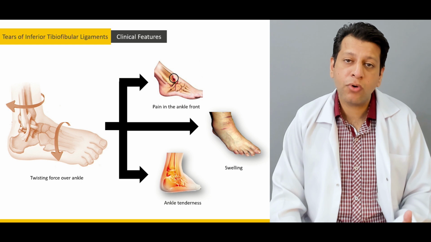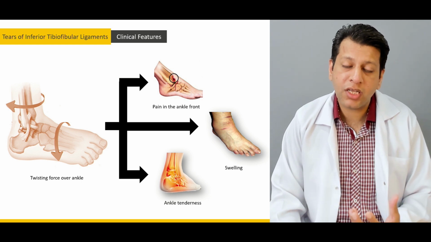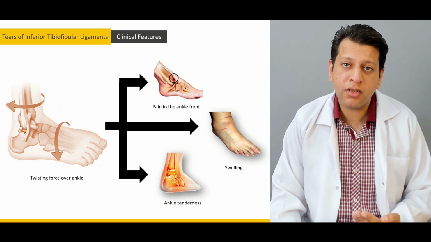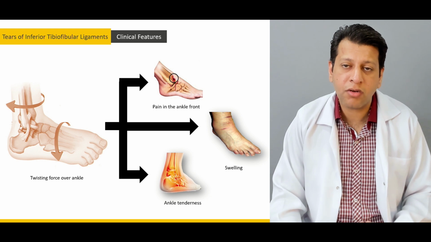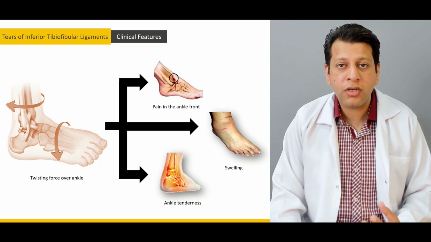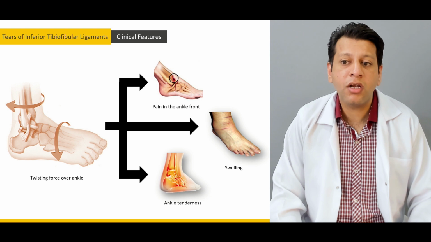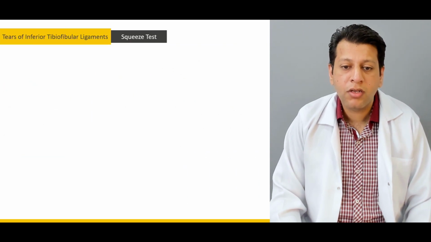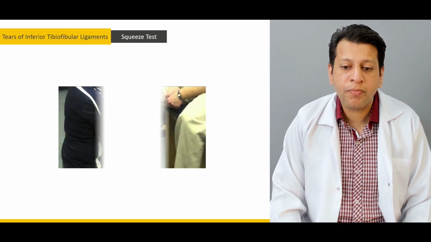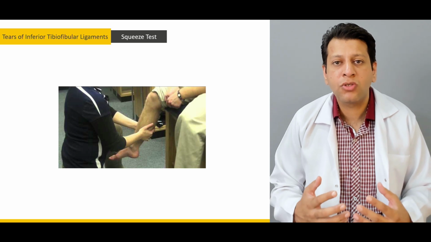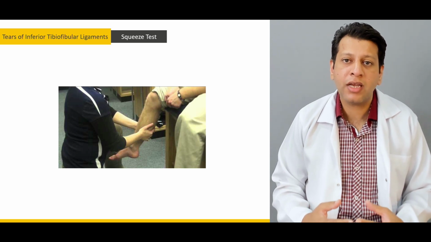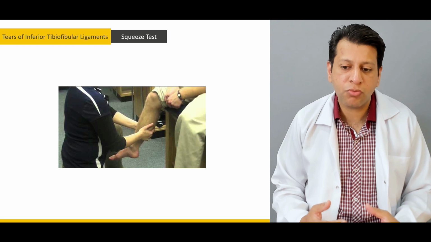Now, depending upon what type of injury it is, it may be associated with medial malleolus tenderness, there's definitely lateral malleolus tenderness, and there's joint instability along with inability to bear weight as well. Now, this is called a squeeze test. The squeeze test is there to check the integrity of the syndesmosis.